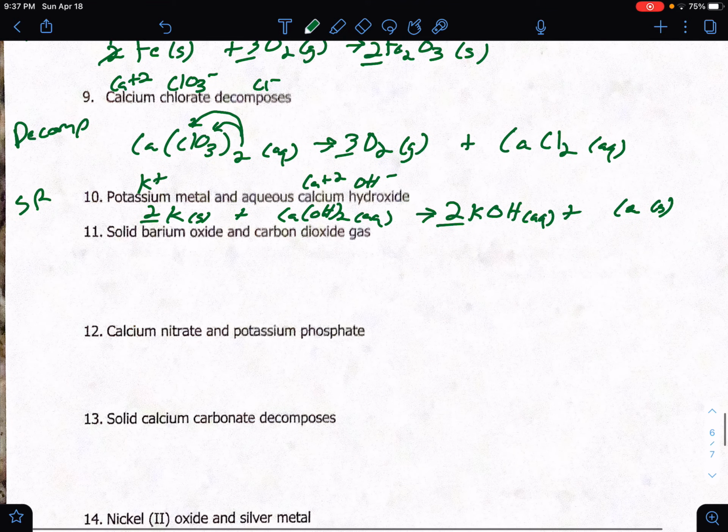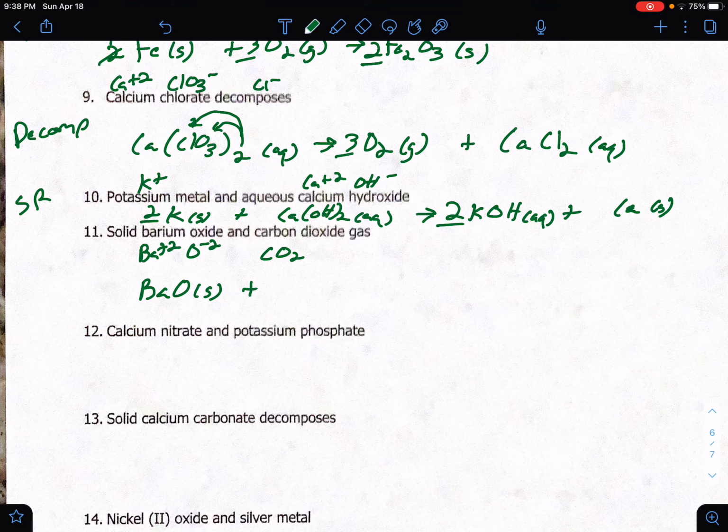Okay, barium oxide, so Ba plus 2, oxygen with a minus 2, carbon dioxide gas, so this is going to be CO2. So I'm just going to leave it as CO2 right now. So if I were to write this out, this would be BaO, that's a solid, plus CO2, which is a gas. I technically have 2 pairs, but again, all I'd be doing is switching oxygen, so that doesn't do me any good. So this is actually a synthesis.